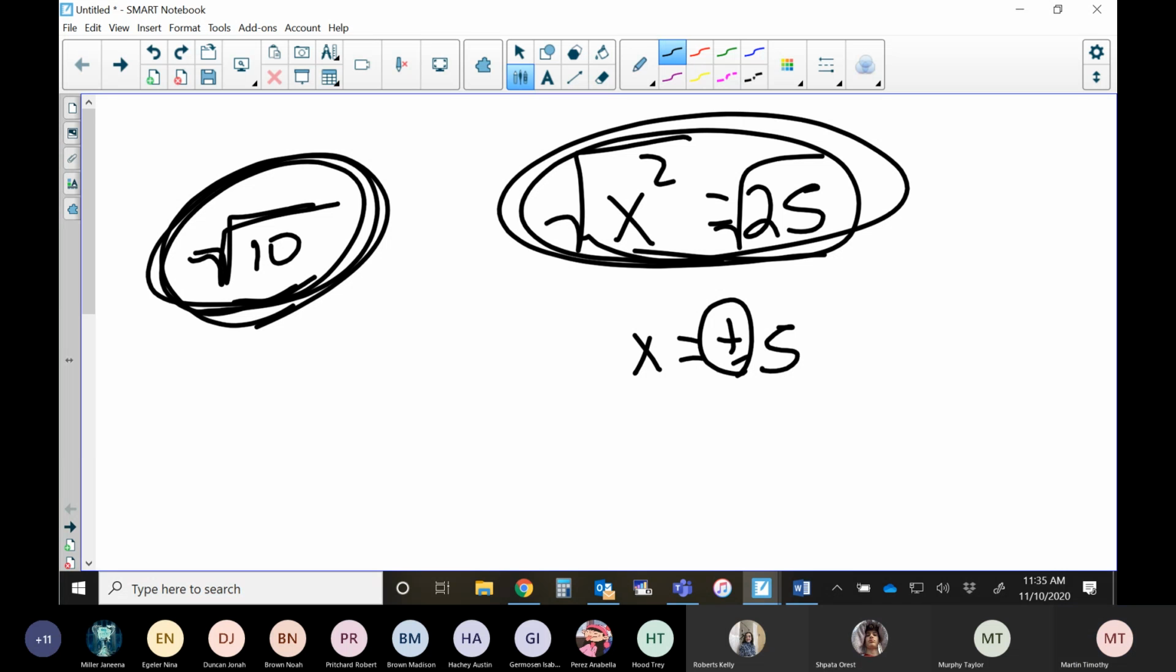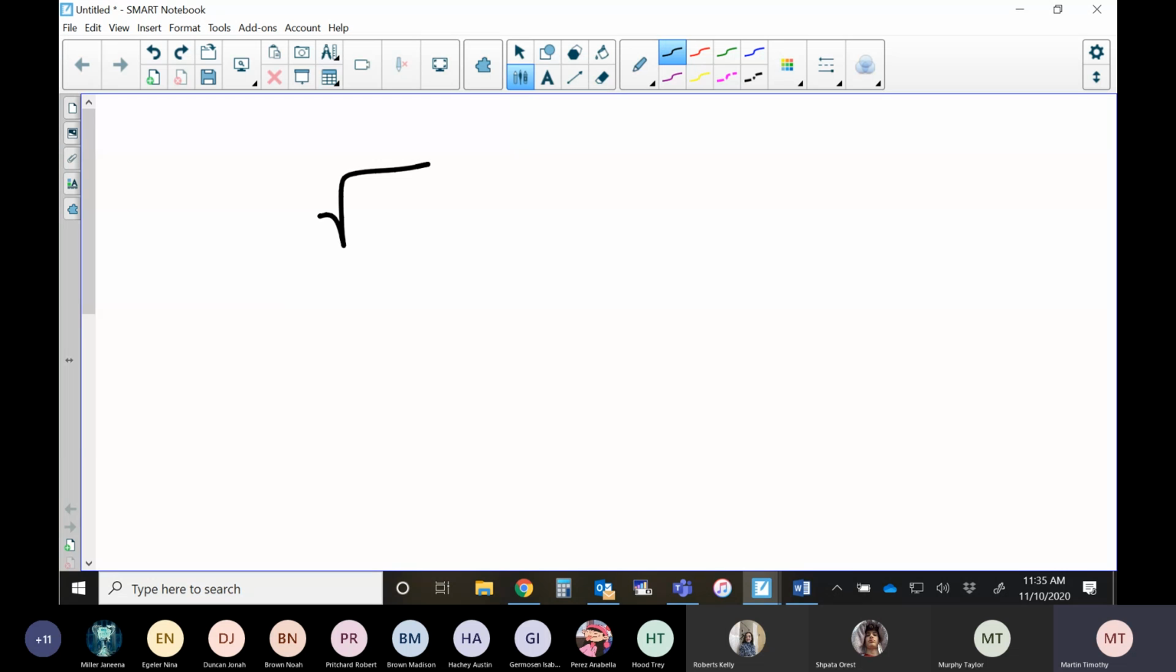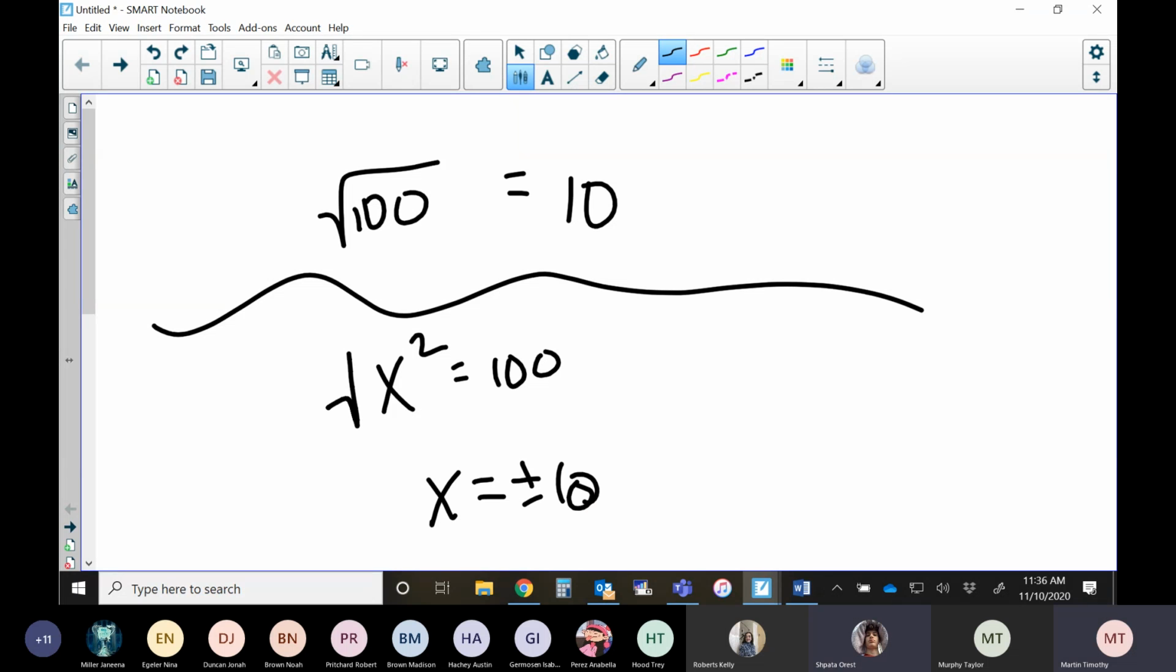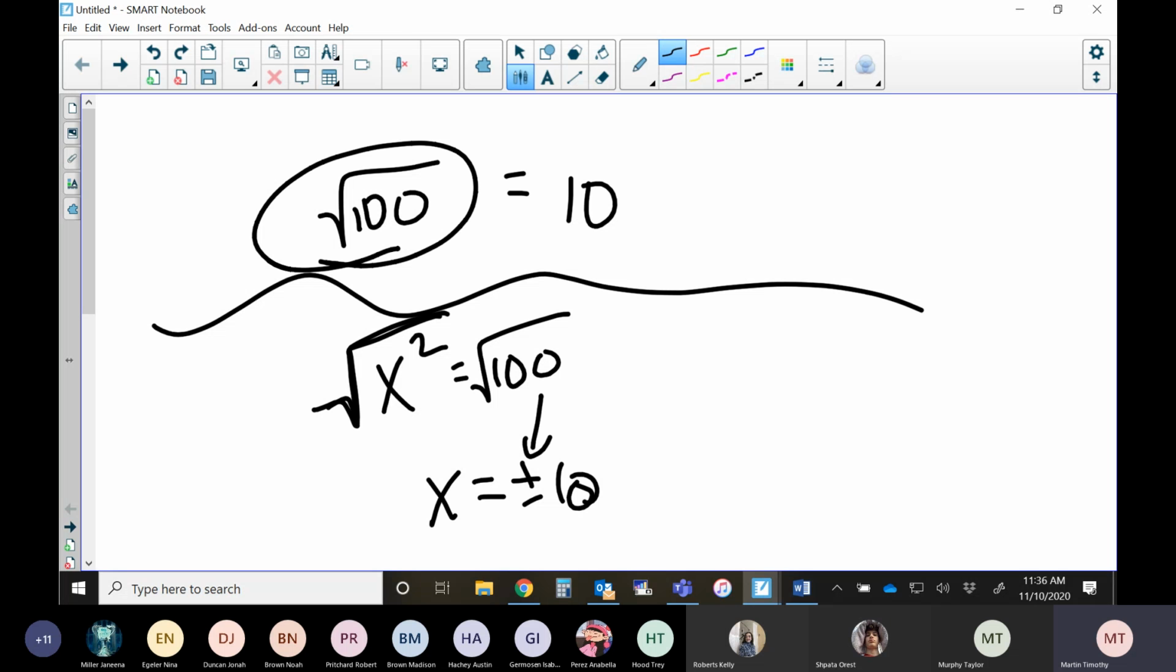Okay. So if I ask you what's the square root of 100, what's your answer? 10. If I say x squared equals 100, 10 or negative 10. Do you see the difference between them? Yes. When you put the square root sign in to solve, that's when the plus or minus comes out. If this is already part of the original question, no plus or minus needed.